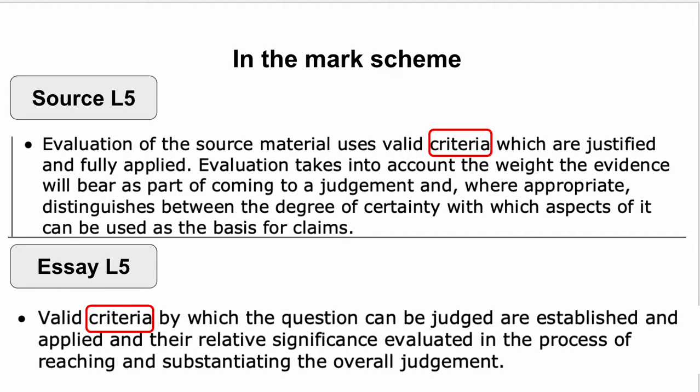So in the mark scheme, for source questions and essay questions, the word criteria comes up. So in the source question, this is level 5. Evaluation of source material uses valid criteria which are justified and fully applied. So valid criteria, so something which is useful. It's not something that isn't valid, not useful. Justified and fully applied. And then for the essay question, valid criteria by which the question can be judged are established and applied. So valid criteria. So it's about how you're judging the things that you're talking about. Okay, so valid criteria comes up in the mark scheme for sources and essays.